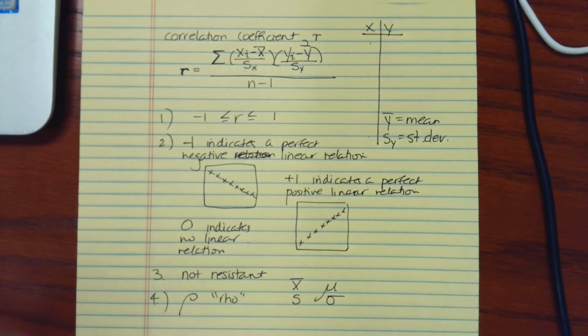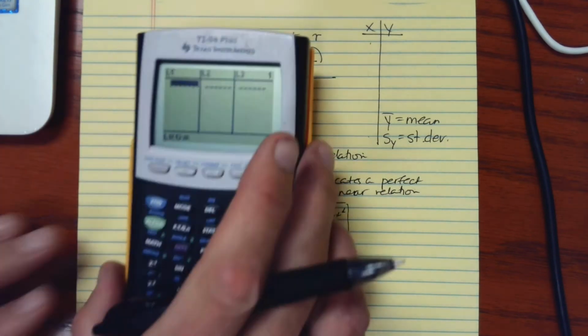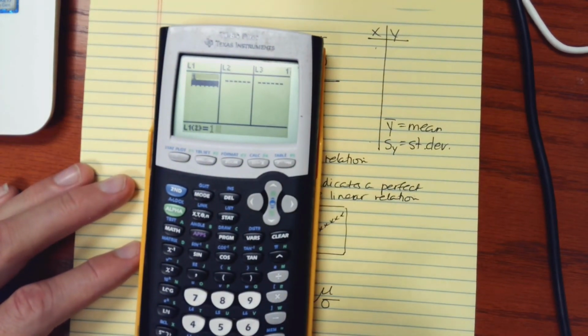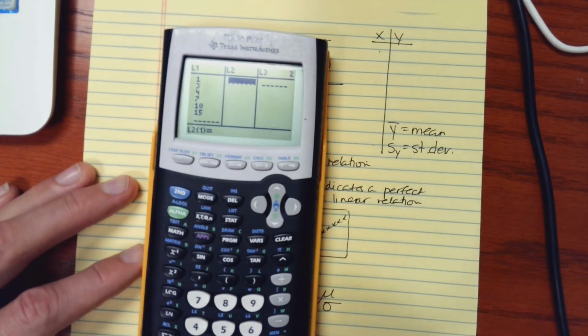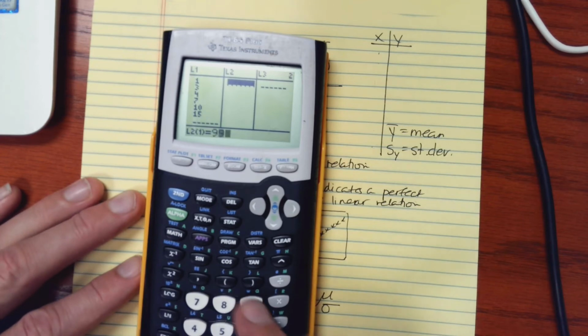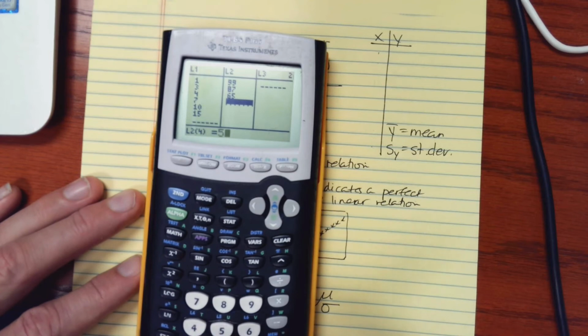Now, I wouldn't ask you to do this by hand, so let me show you how you can do this in a calculator. I'm going to just enter a simple data set. For x, making up some numbers: 1, 7, 10, 15. And I'll put in some y values: 99, 87, 65, 52, 29, and 12.